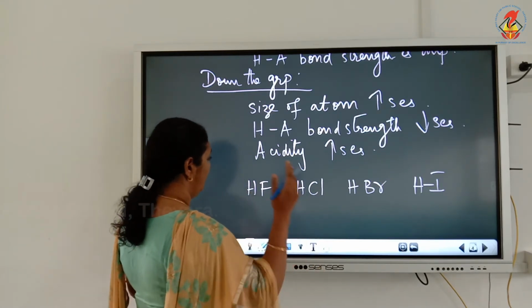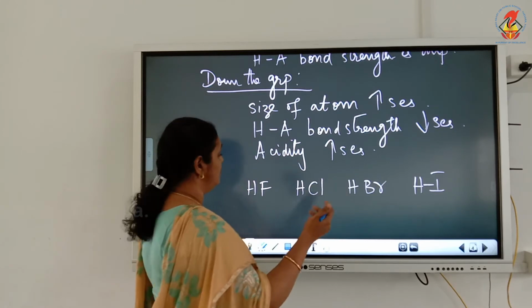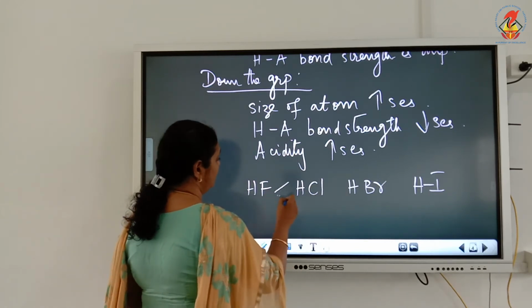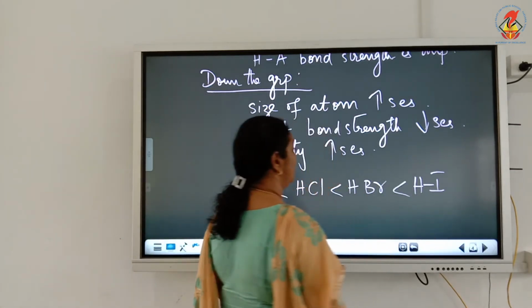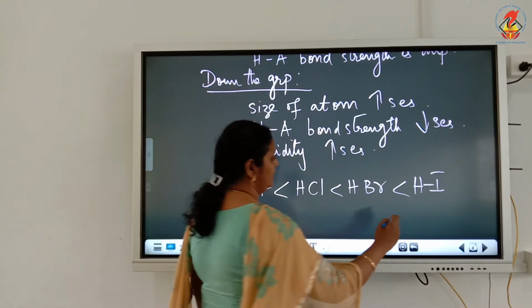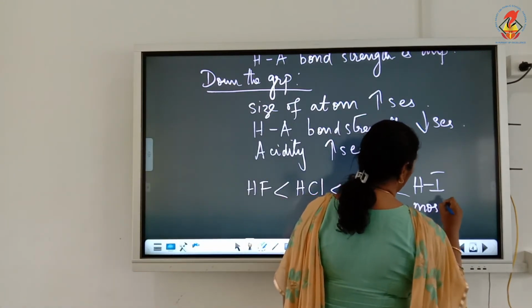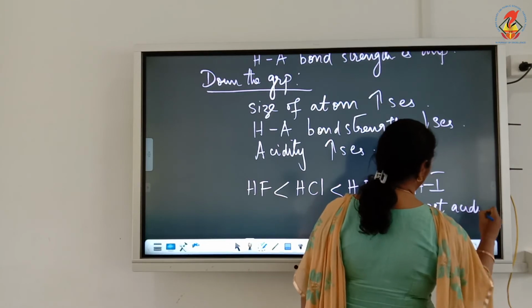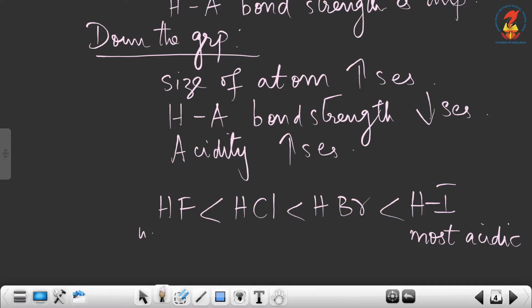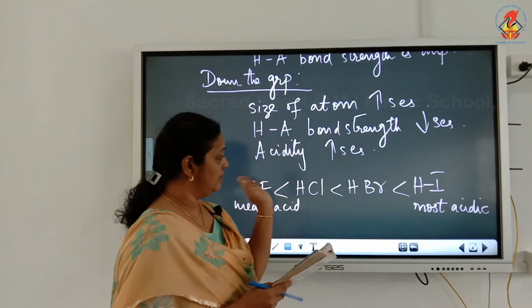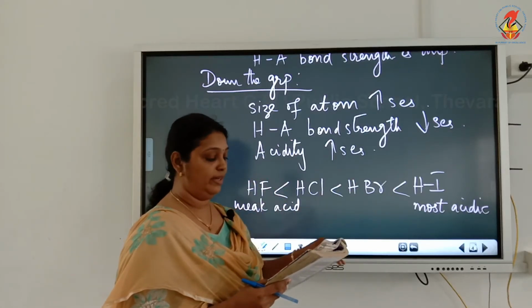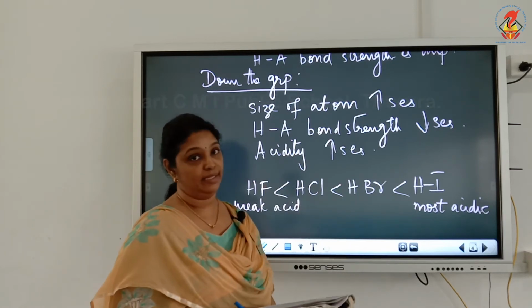So if you are asked to arrange in increasing order of acidity, HF less than HCl less than HBr less than HI. So hydroiodic acid is the most acidic, HF is a weak acid, and HI is a strong acid. Okay, so this is the order, because down the group size increases, acid strength increases.